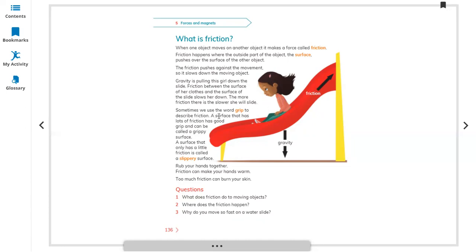Sometimes we use the word grip to describe friction. A surface that has lots of friction has good grip and can be called a grippy surface. A surface that only has a little friction is called a slippery surface. For example, if you rub your hands, you can feel it is difficult. It gets warmer faster and is difficult to rub.